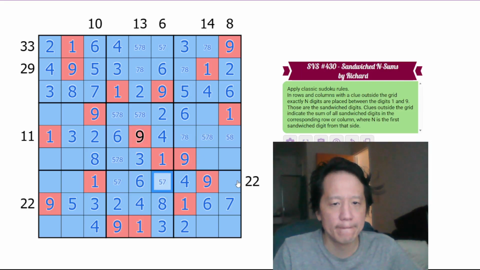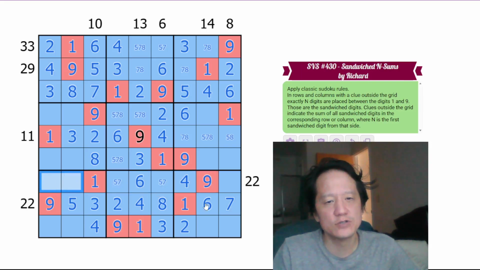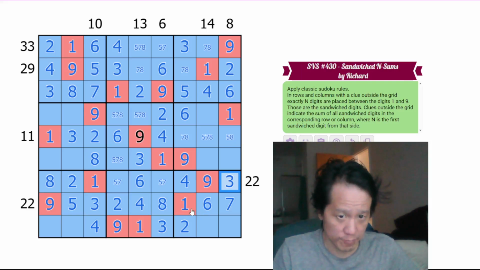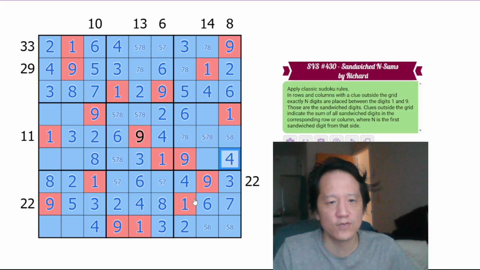The remaining digits in row 7 are what? 2, 3, and 8. This can't be 3. This can't be 8 here because of the 8 in the column, so this is 2. This can't be 3, so this is 8, which makes this a 3. We have 5 and 8 remaining in box 9. That leaves this as a 4. This 8 eliminates 8 here.